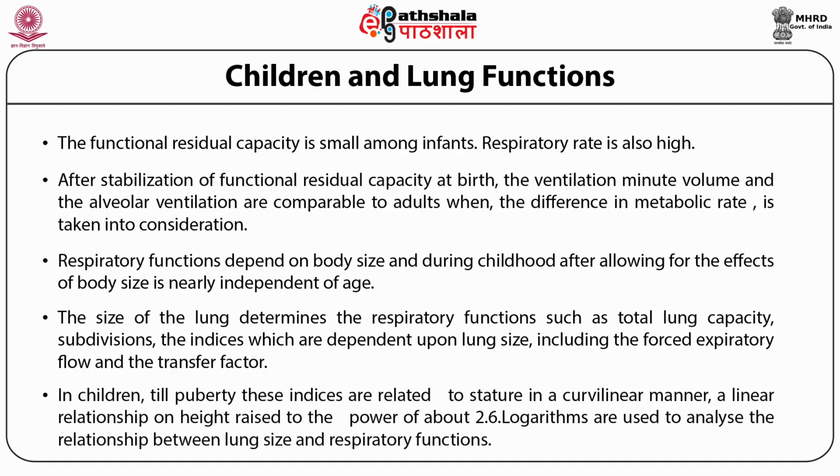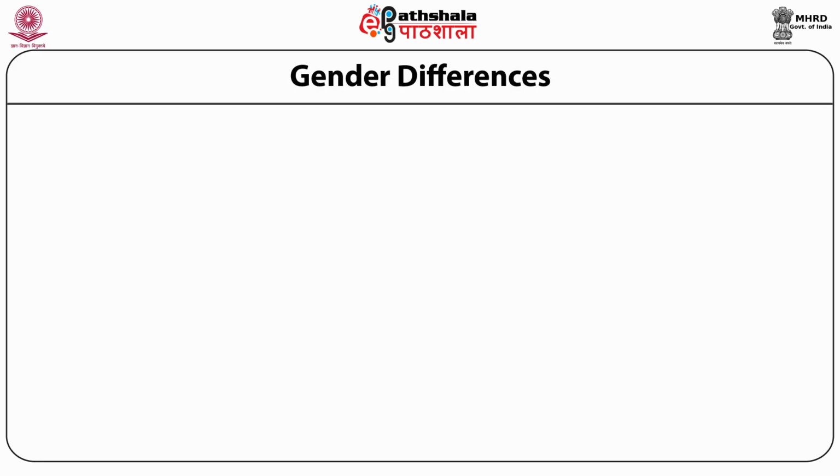In children till puberty, such indices are related to stature in a curvilinear manner. A linear relationship on height raised to the power of about 2.6 logarithms are used to analyze the relationship between the lung size and respiratory functions. Now let's understand the gender differences in the lung functions.